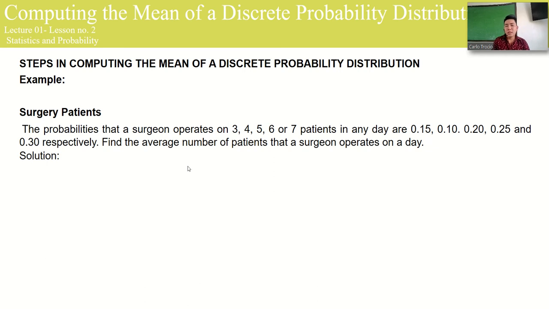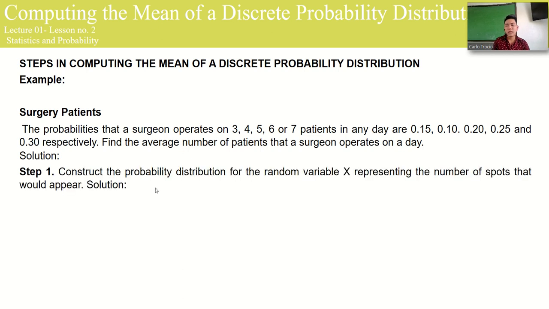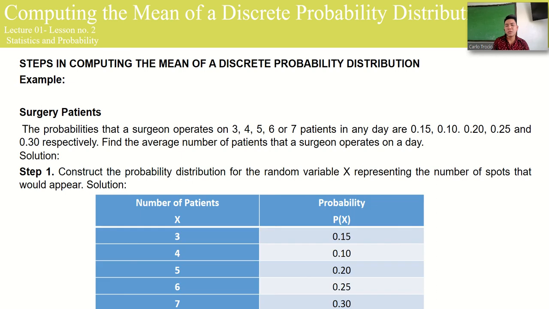So we are asked to find the average number of patients that a surgeon operates on a day. They are just estimating the number of patients that will be coming in their hospital or that a certain doctor will operate on. We know that the average is the same as finding the mean. So we are just going to construct again our probability distribution. This is now our probability distribution.